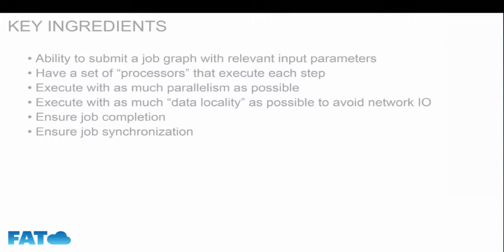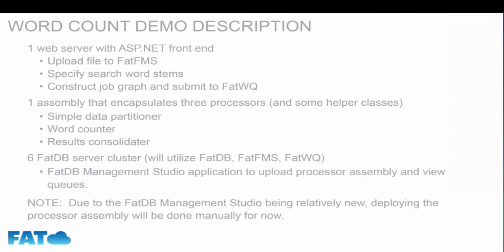So, and the last 2 things is just sort of housekeeping. You got to ensure that the job completes. You need redundancy for that. If you lose a node, you have to have some other node pick it up. And you have to ensure job synchronization. You don't want to execute the final step before the preceding steps are complete. So what I just described is built into the work queue engine and is provided for you as the developer to take advantage of.